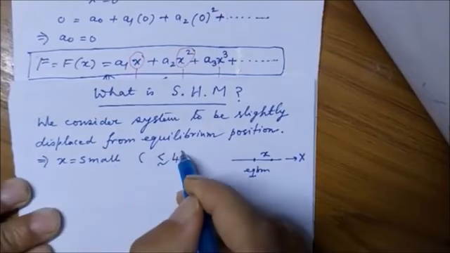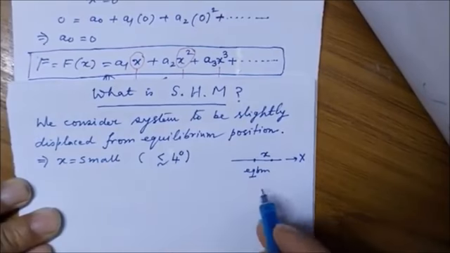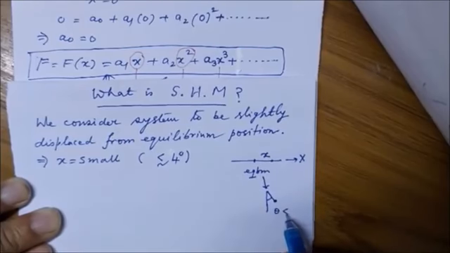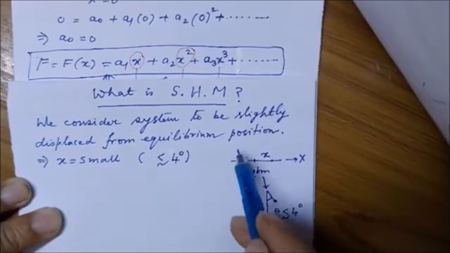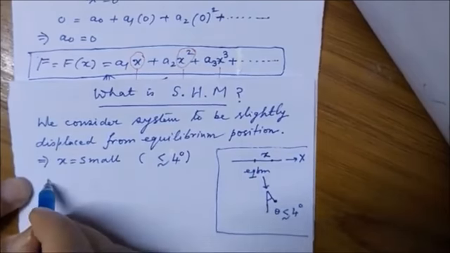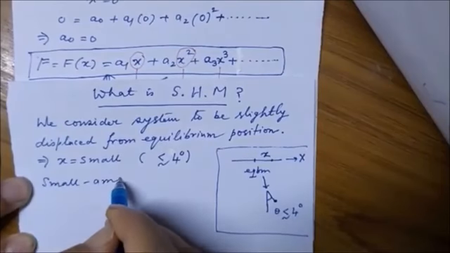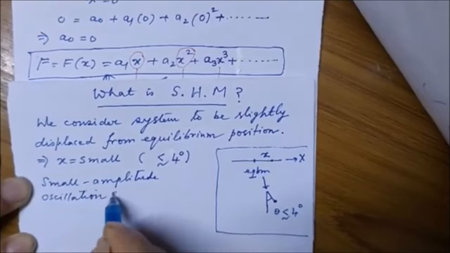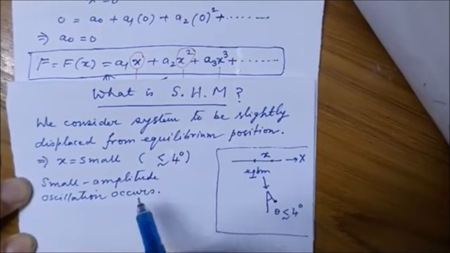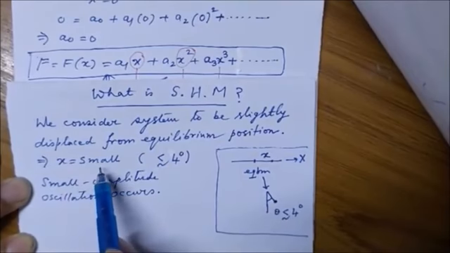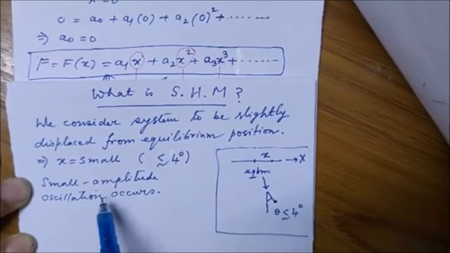And this reminds us of the 4-degree restriction. That is, the angular movement of an oscillator from the equilibrium position should be theta, which is less than or of the order of 4 degree. So it should be a small amplitude oscillation. So if the system is displaced by a small amount, then the amplitude is small, x is small, and therefore the oscillation will be called small amplitude oscillation.